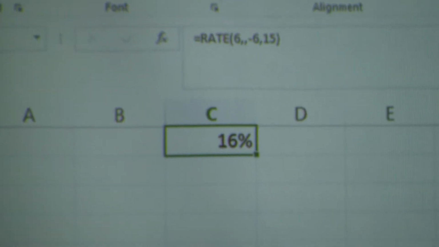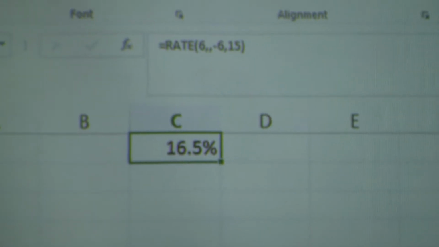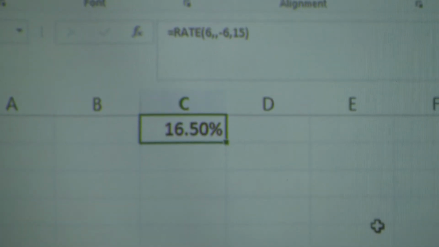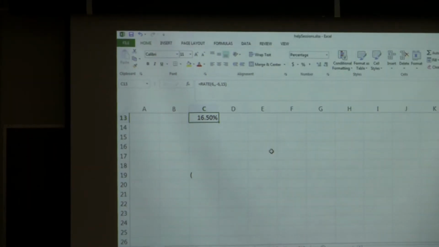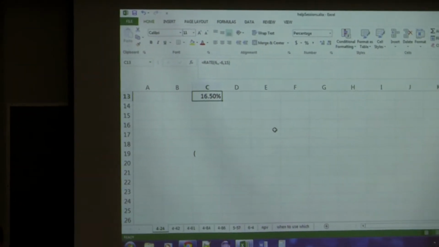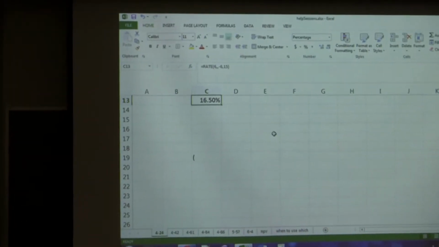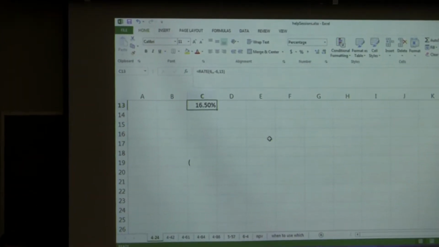Give myself a couple more digits of precision. You came up with 16.49, I came up with 16.5, that's well within the range that I would expect. That's using the rate function, and that'll work for everything. So all of these functions I'm going to show you, the present value will almost always be negative. So there's something you need to remember, and let's cover why.